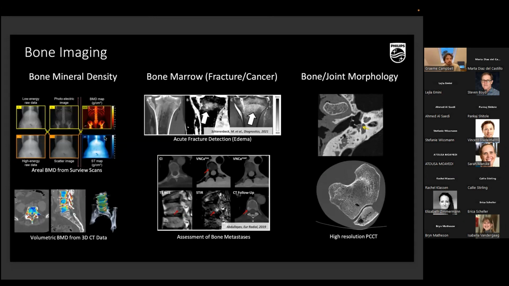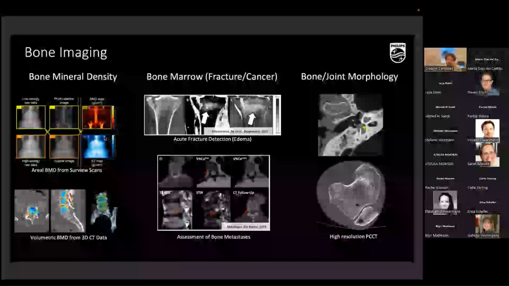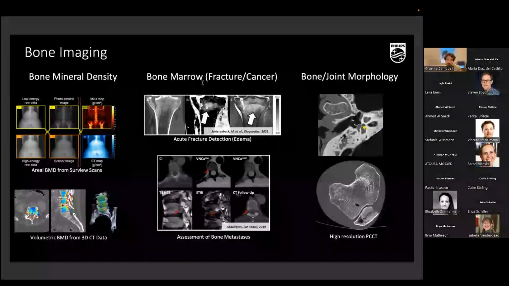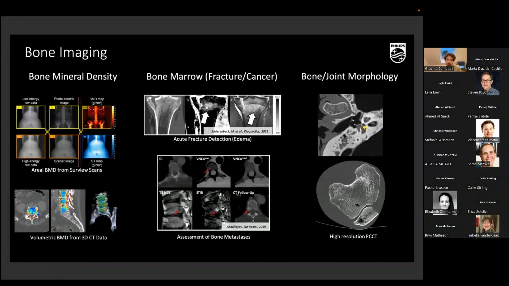And this is really relevant because, and I have a slide on this in a second to show, a lot of people have, and I think a lot of people here know this, osteoporosis that's not being detected, and they're getting CT scans. It's for something else maybe, but they're getting CT scans and they don't know they have osteoporosis. Bone marrow, so looking at fractures, acute versus old fractures. I talked about bone metastases or primary bone cancers and bone and joint morphology.